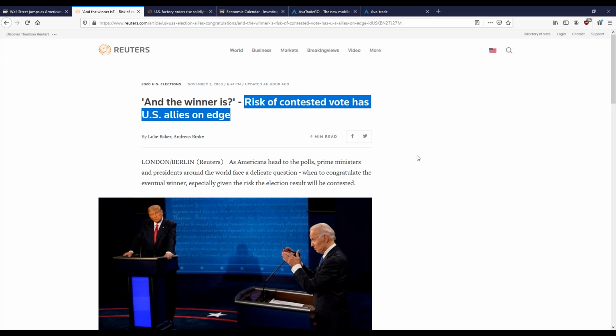Because there is some fear out there that come tomorrow, there's not going to be a clear-cut winner because the U.S. went to mail-in ballots in a huge way. And mail-in ballots in many states, they're not allowed to start counting them until the polls close today. And then they have millions, literally millions of paper ballots to count. And so this could take days.